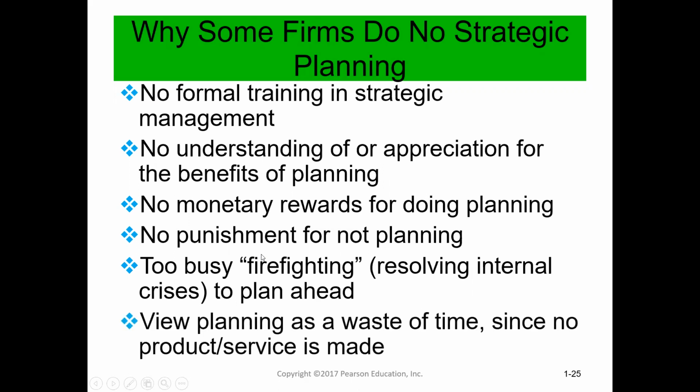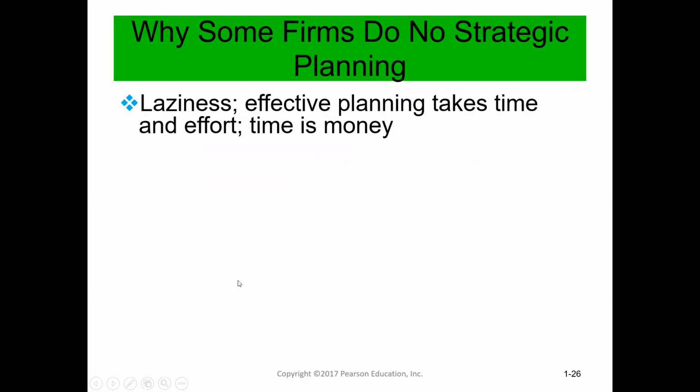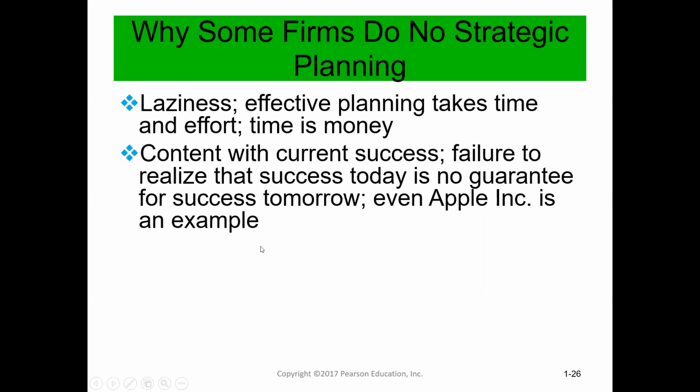Next, viewing planning as a waste of time since no product or service is made. This is a sibling of no monetary rewards for doing planning, because they associate planning with no money matters, no monetary rewards. So these two are siblings. Then you have laziness. Effective planning takes time and effort. Time is money.